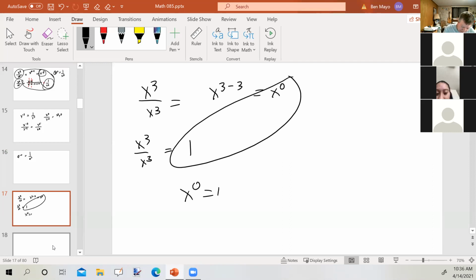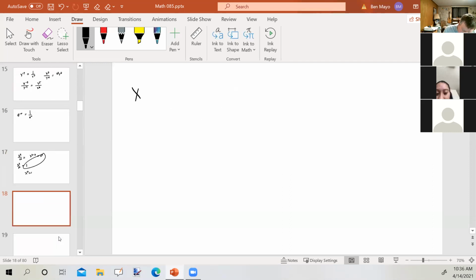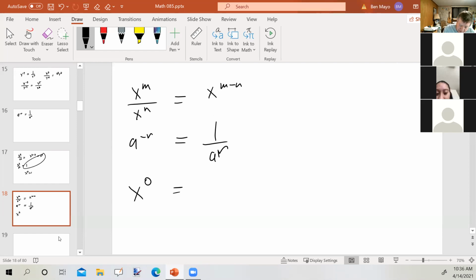So we've got these three rules. We've got a power divided by a power with the same base: you're going to subtract the bottom exponent from the top. If you've got a base raised to a negative power, that's 1 over the base to a positive power. And if you've got a base raised to the 0 power, that's equal to the number 1.